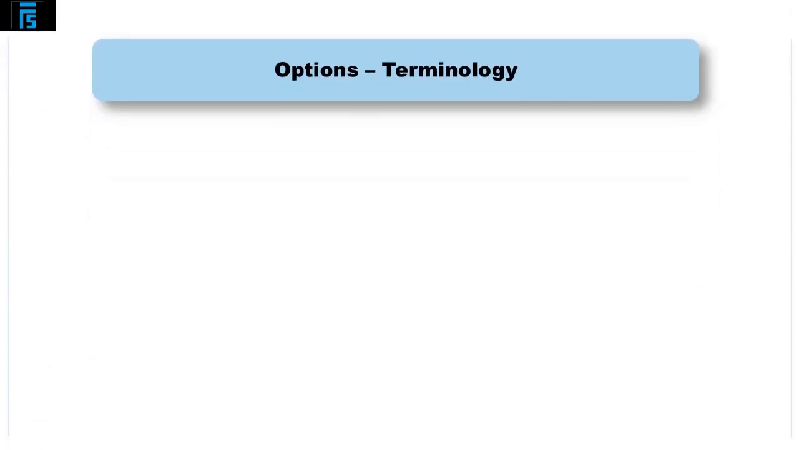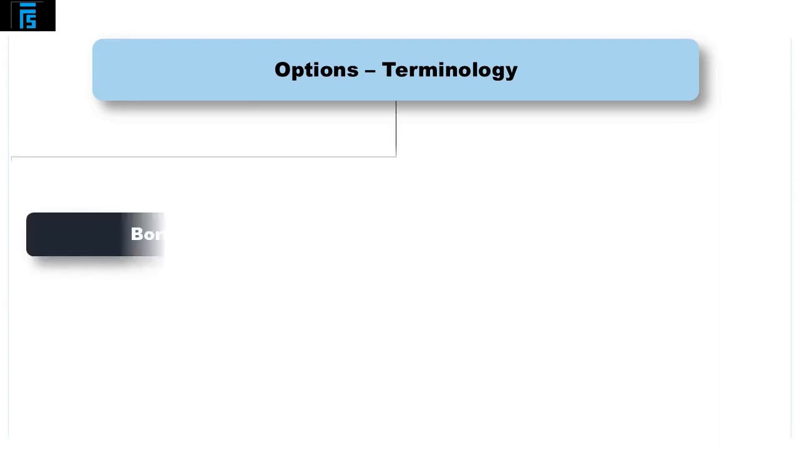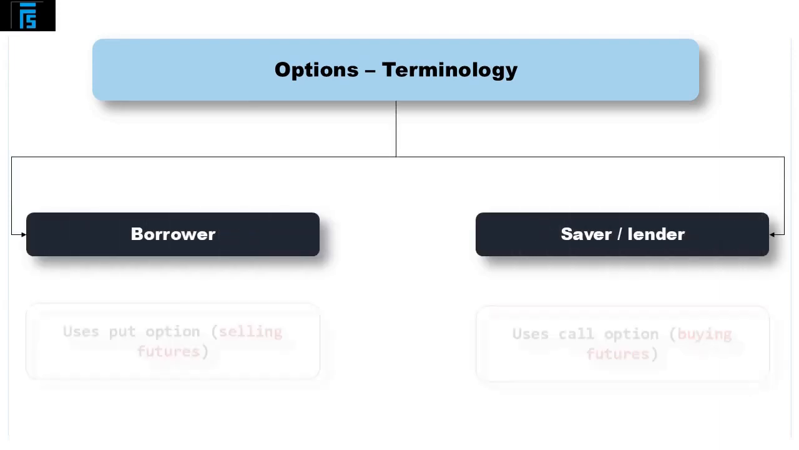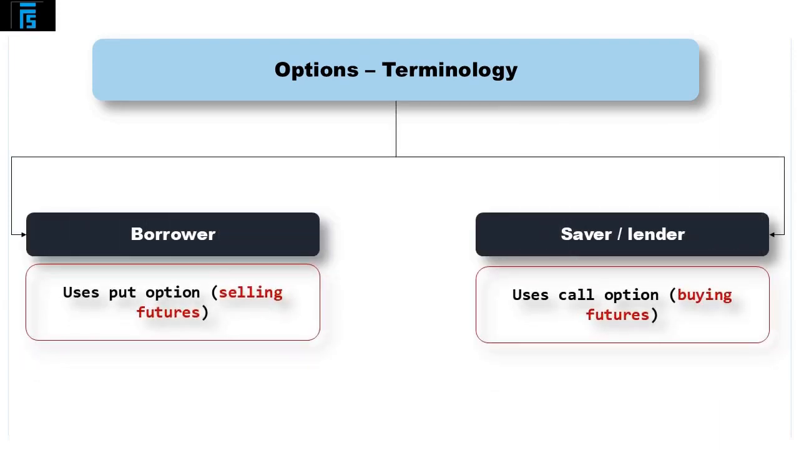A short note on terminology. A borrower would hedge potential borrowings using a put option or selling futures. A saver or lender can also use derivatives to hedge against interest rate movements. They'll be concerned about a fall in rates, as this will reduce their income. They will hedge this position by buying futures or using a call option.